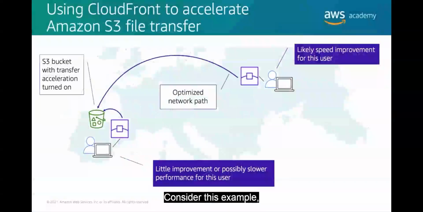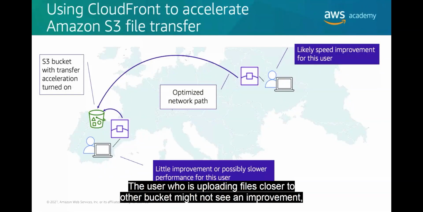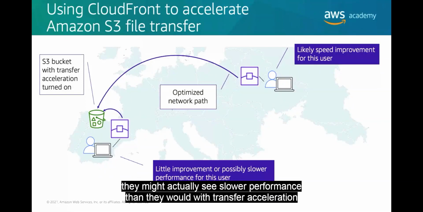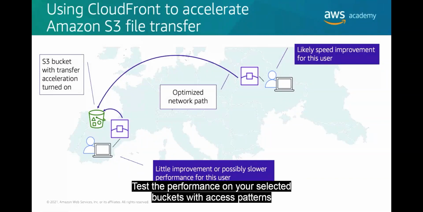Consider this example. You'll likely see more benefit from using transfer acceleration for the user who uploads files a long distance away from the S3 bucket. The user who is uploading files closer to the bucket might not see an improvement. They might actually see slower performance than they would with transfer acceleration turned off. Test the performance on your selected buckets with access patterns that represent normal use.